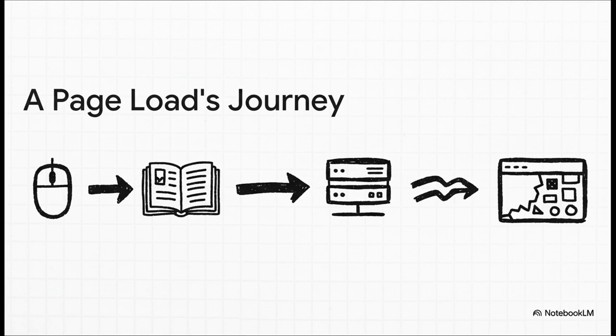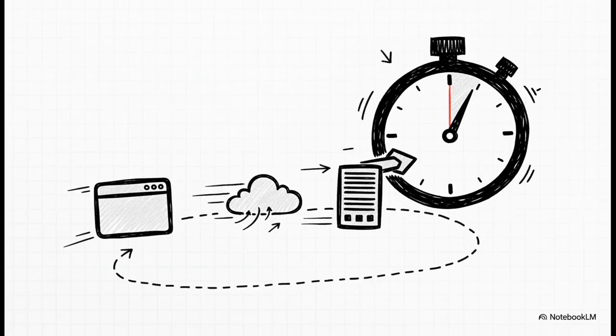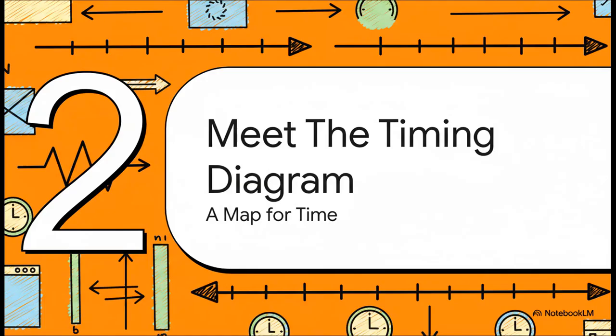Then the server on the other end has to figure out your request, grab all the data, send it back across the web, and only then can your browser start to build the page you actually see. It's really like a relay race with a bunch of different runners. You've got your browser, the network, the server, and every single one has its own deadline. So trying to understand the whole thing, you need a special kind of map for that. And to map out this crazy race against the clock, we need a very specific kind of tool. So it's time to introduce the hero of our story today, the timing diagram.